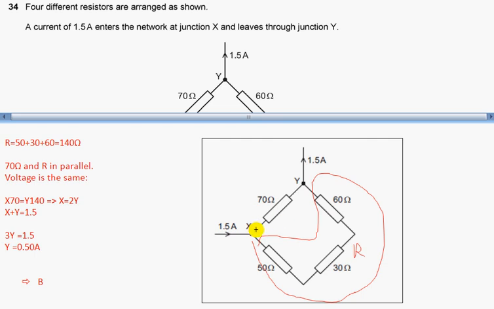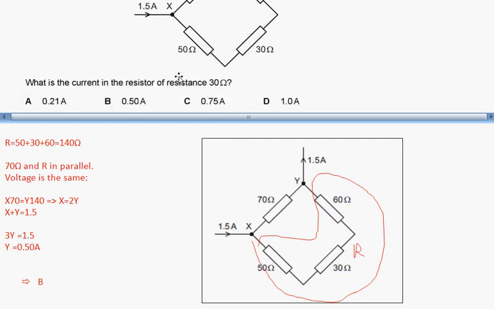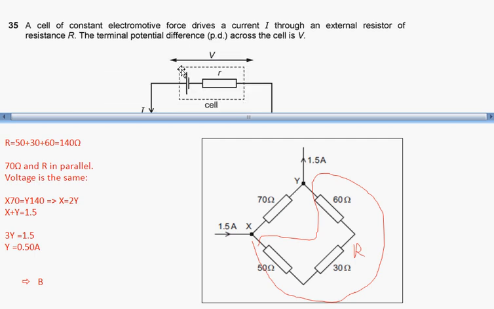Now we know that the voltage across the 70 ohm and our R resistors are equal. So let's call the current through the 70 ohm X, and the current through resistor R Y. So we get 70 times X equals 140 times Y, or X equals 2Y. On the other side, if we add these currents, we get 1.5. Solving this equation, we get Y equals 0.50, and this 0.50 flows through all these resistors and even the 30 ohm. So we get answer B. 35.